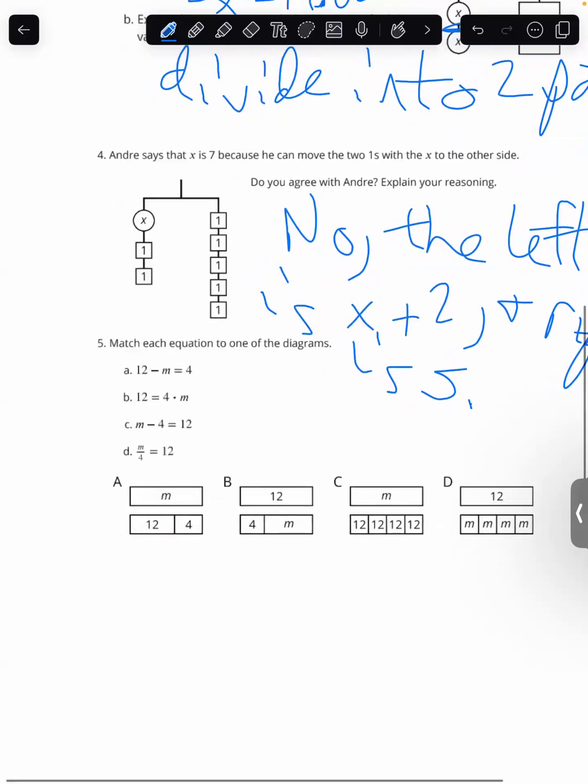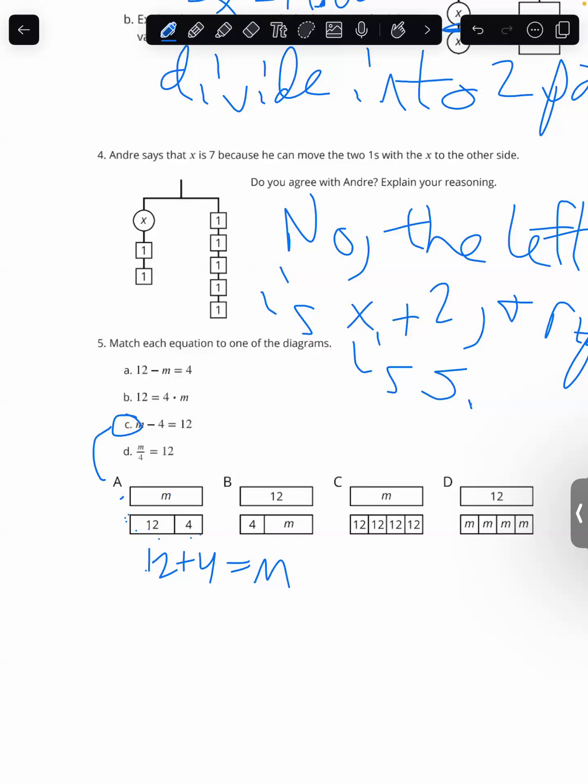Match each equation to one of the diagrams. Here, m is going to be equal to 12 plus 4. So 12 plus 4 equals m. Then m minus 4 equals 12. That would work right there. That would be this one. If you took this m and subtracted 4, you would get 12. I think that would work.